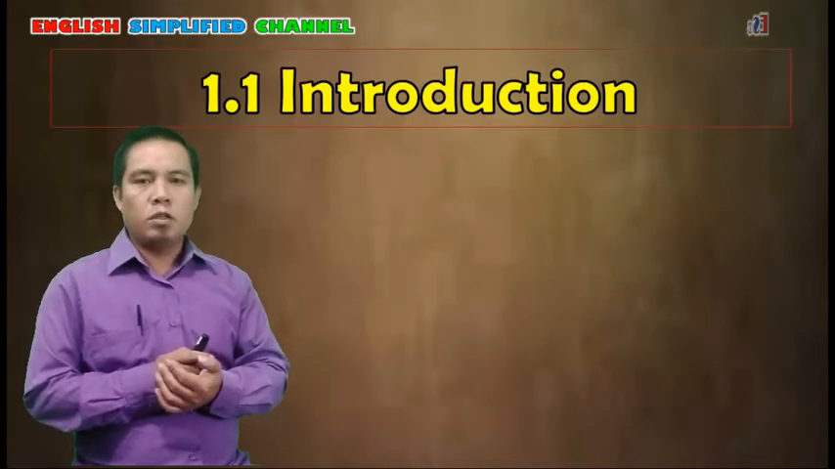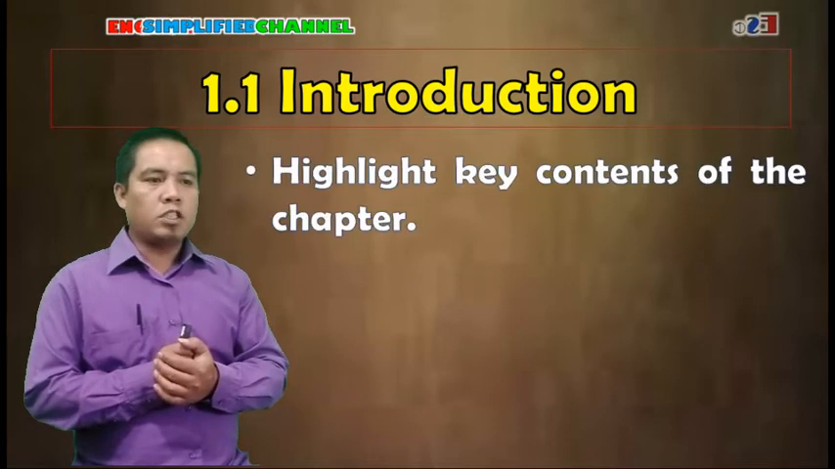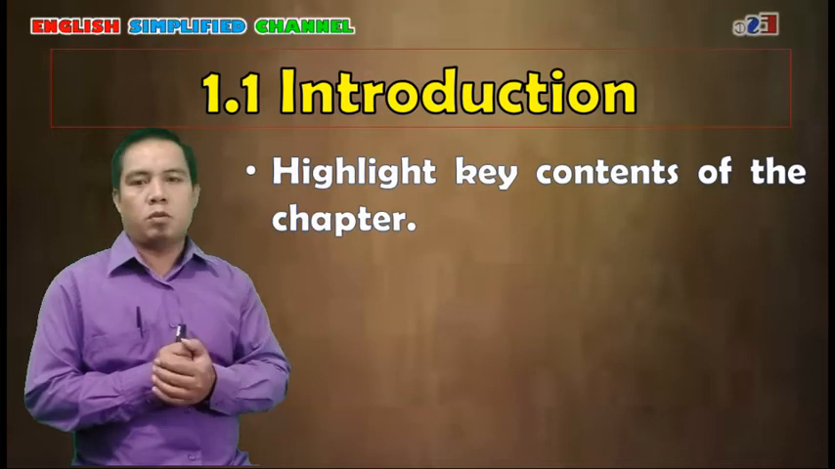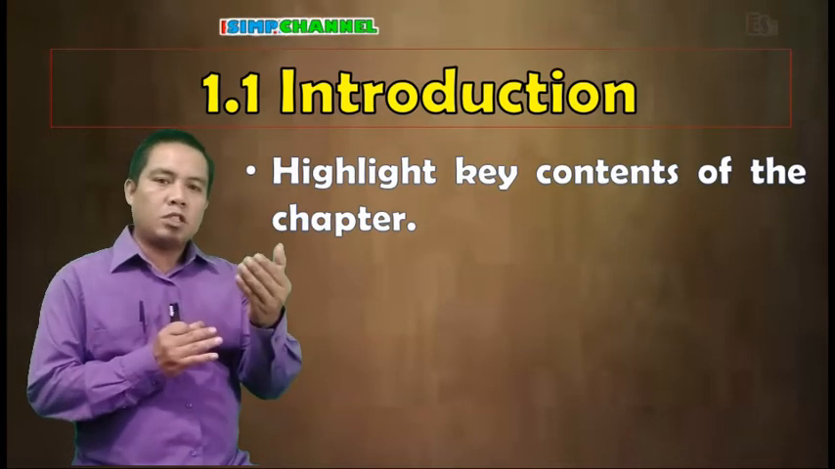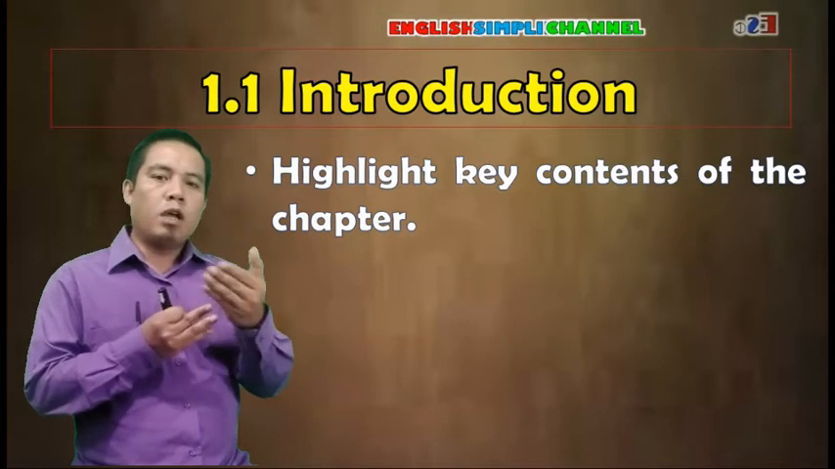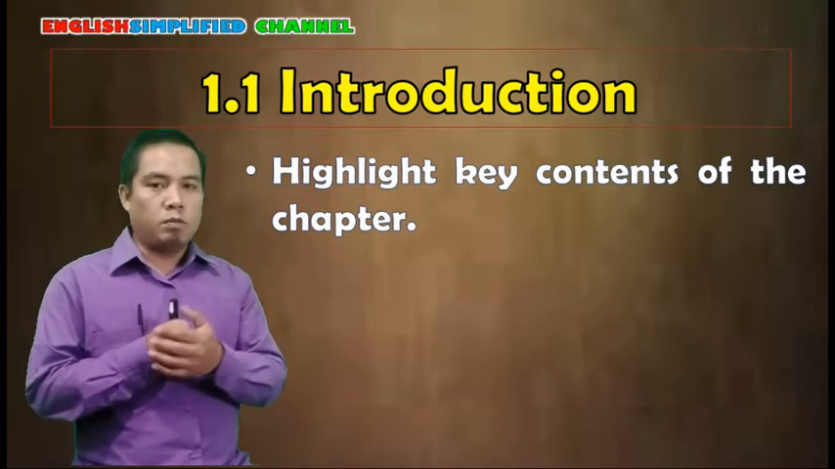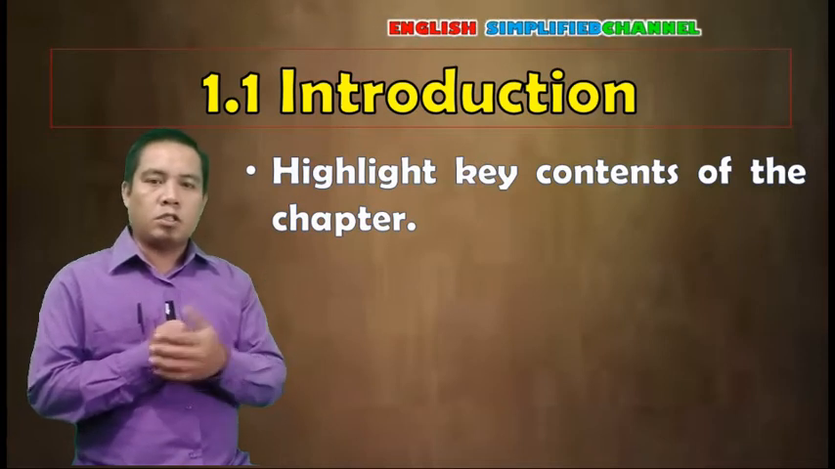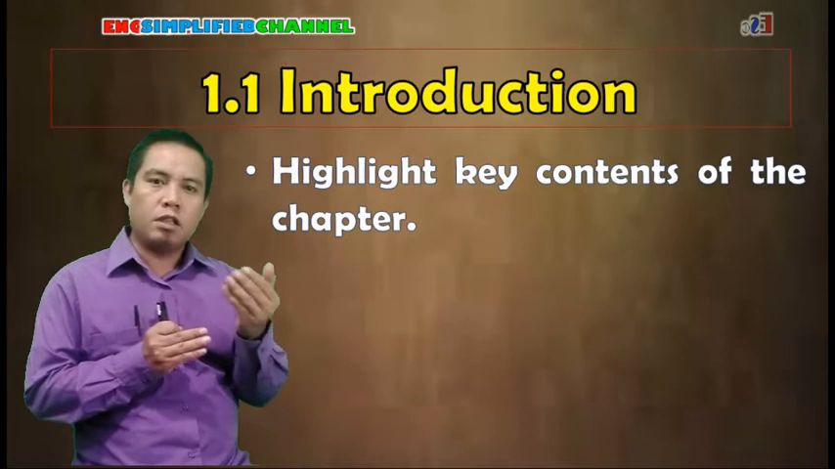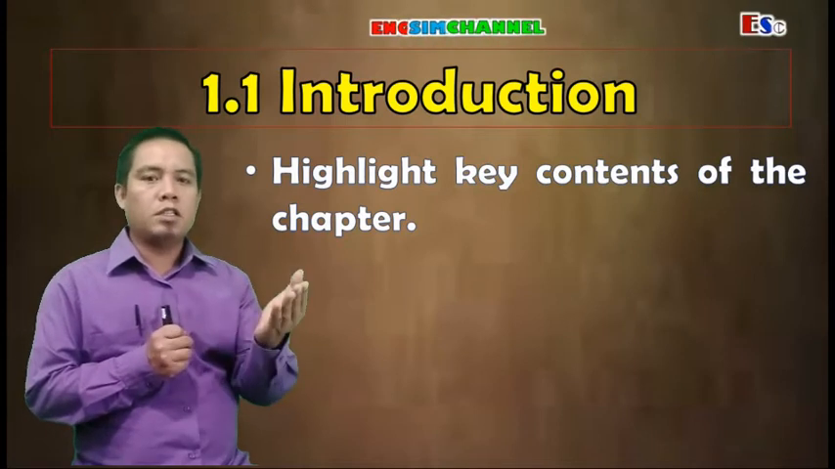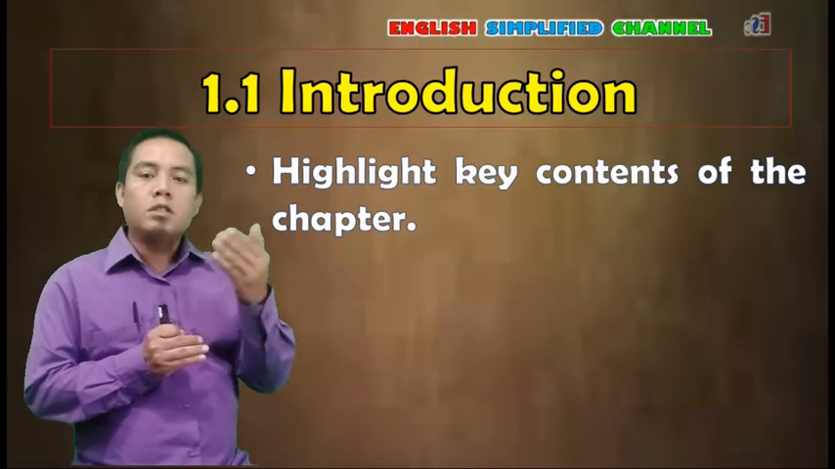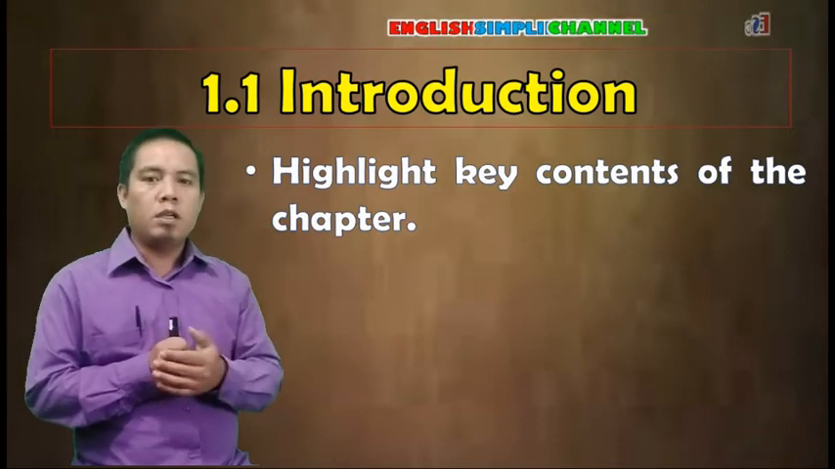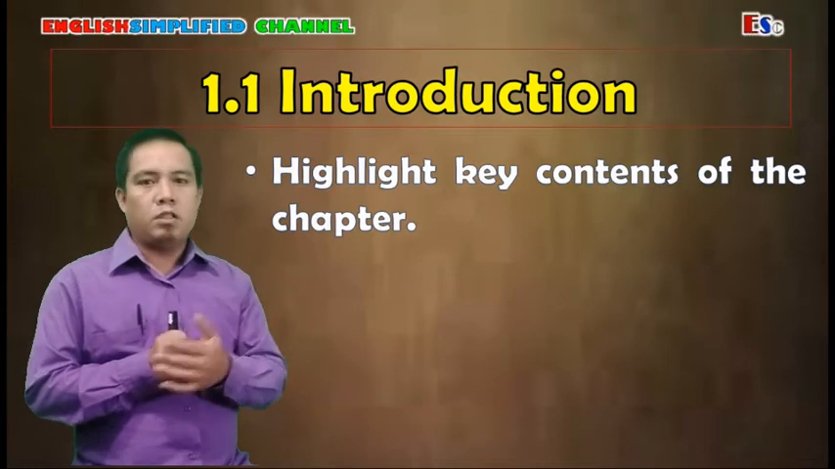In introduction, you just need to highlight the key contents of the chapter. It means just write down what you have or what you discuss in the chapter. For example, chapter 1: in this chapter, the writer discusses this, and this is just simple because you just introduce the contents of the chapter. So normally a paragraph is enough for this point.